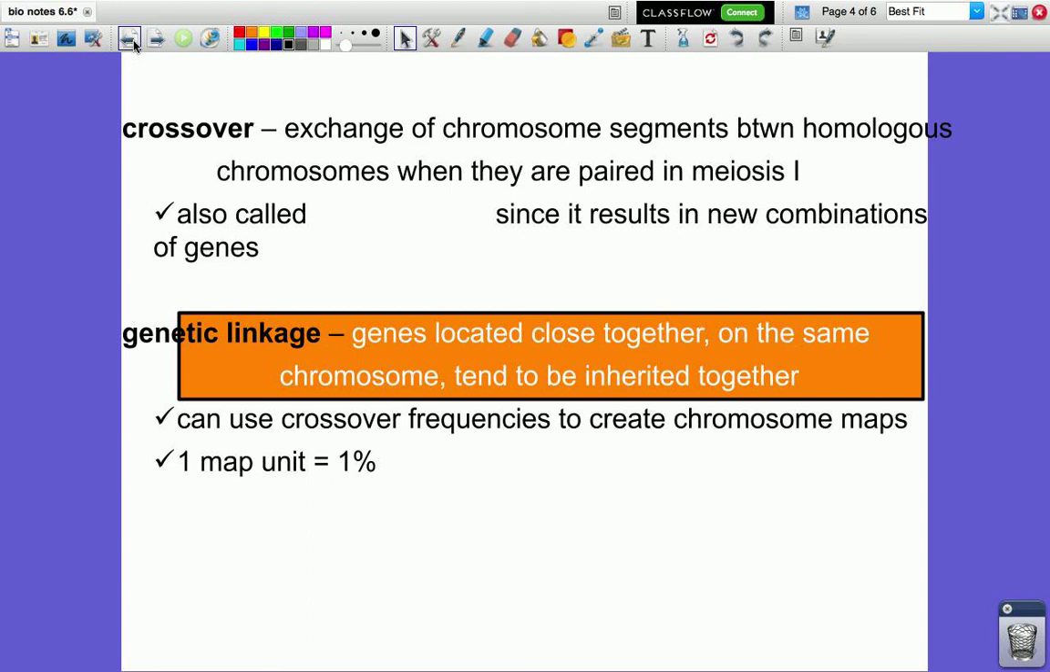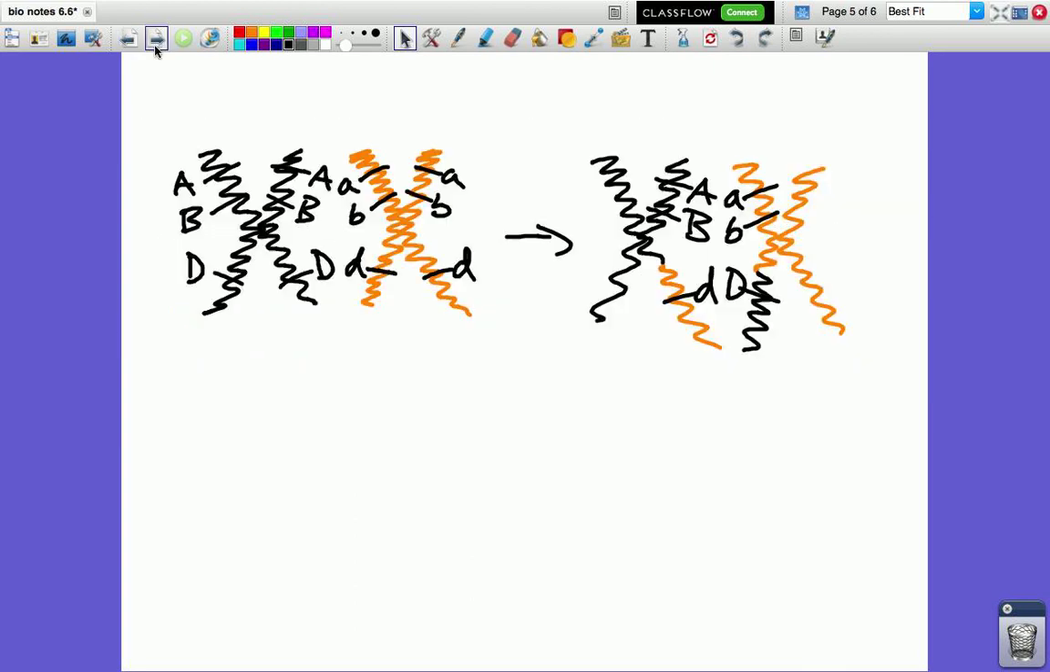So we can use these crossover frequencies to create things called chromosome maps. Based on how often two genes separate and how often they stay together, we can figure out exactly how far apart they are on a chromosome. We're just going to be using generic map units, and 1% is going to be equal to 1 map unit. But we need to be able to map how far apart different genes are on a chromosome.